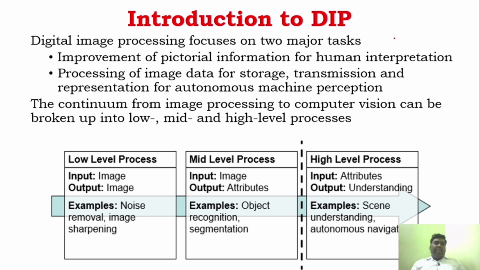And technically we can say image processing is on two major tasks. One is improving the pictorial information for human interpretation. Another one is processing the image so that we can store or transmit it, or get information from that particular image, or for autonomous machine perception. As I said, it can be improvement of pictorial information for human interpretation, and processing an image for storage, transmission, or autonomous machine perception.